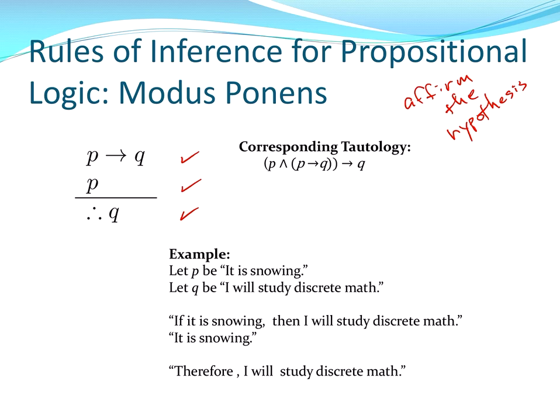Example: it is snowing is P. I will study discrete math is Q. P implies Q is: if it is snowing, then I will study discrete math. It is also given that it is snowing. Therefore, by modus ponens, I will study discrete math. So here were our premises. Here is my conclusion. That's modus ponens. We'll use it a lot.